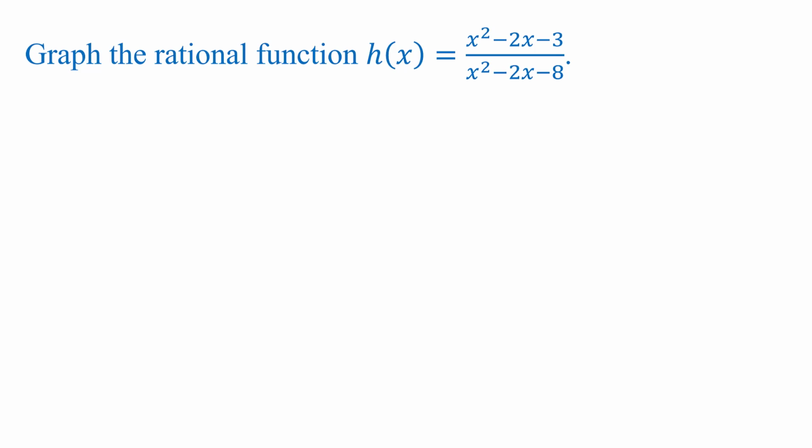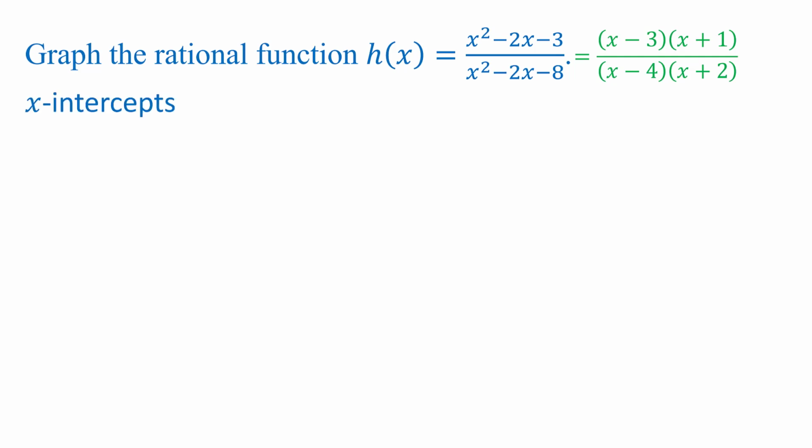minus 3 over x squared minus 2x minus 8. First of all, I will factor the numerator and denominator of h of x to give me x minus 3 times x plus 1 over x minus 4 times x plus 2. Then to determine the x-intercepts, I need only look at the factors in the numerator, set each factor equal to 0. I have x minus 3 equals 0 and x plus 1 equals 0, from which we get x equals 3, x equals negative 1, for x-intercepts of negative 1, 0, and 3, 0.